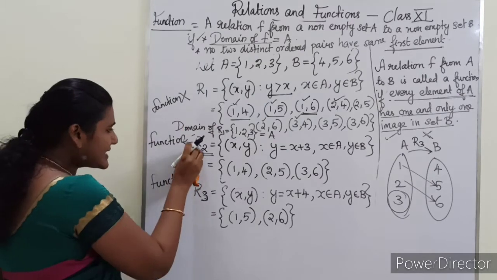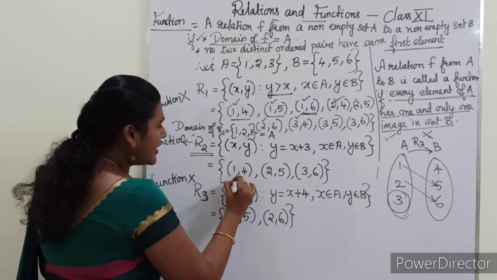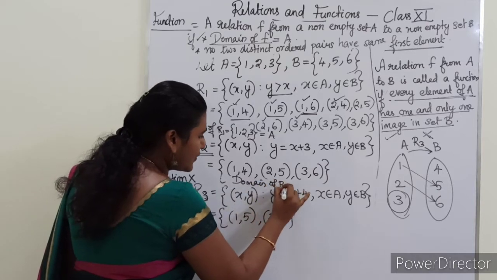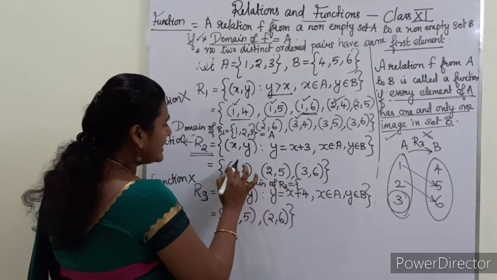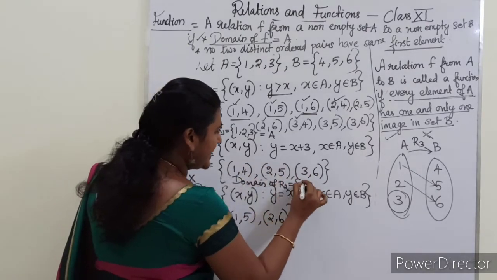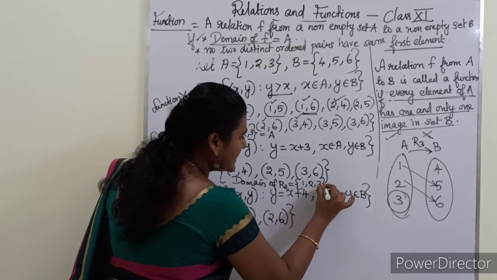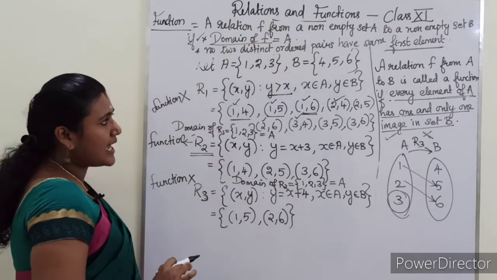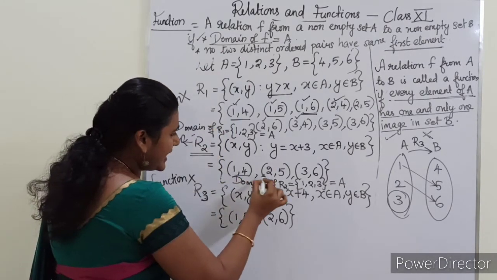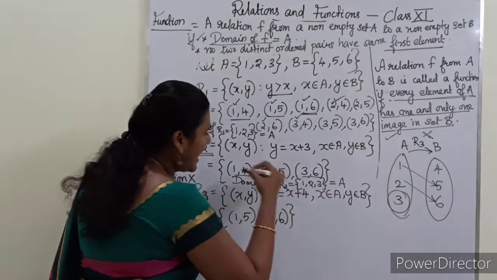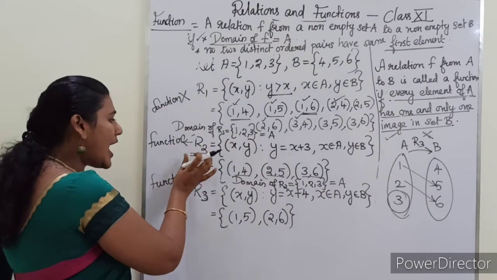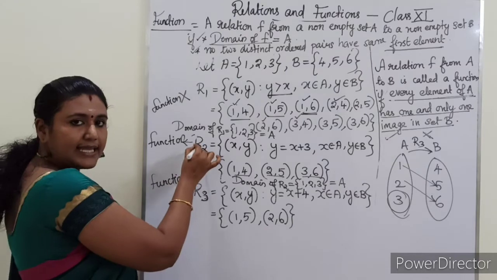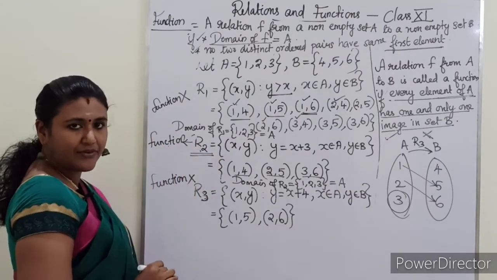Now we will move on to the second relation R2. Here, if you write the domain, the domain of R2 is equal to the set of all first elements, that is 1, 2 and 3, which is equal to A. This is our set A. And what about no two distinct pairs having the same first element? Here, if you check, no ordered pairs have the same first element. So R2 satisfies both conditions. So we can say that the relation R2 is a function.